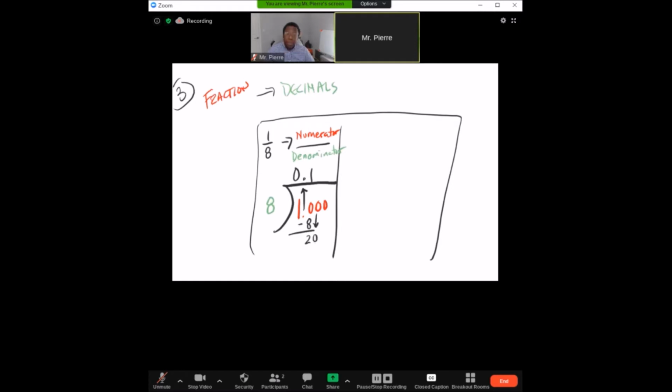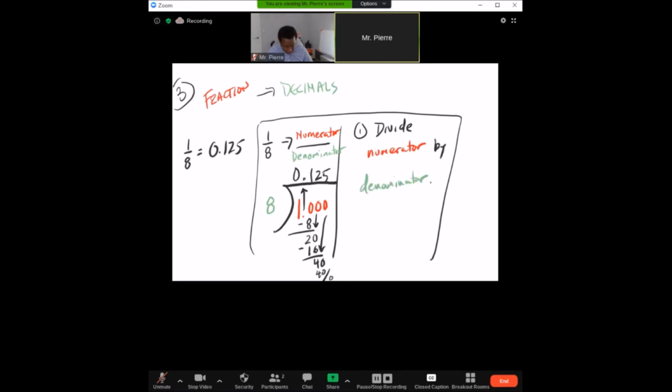Bring down a 0. How many groups of 8 can we subtract from 20? That'd be 2 groups of 8, because 2 times 8 is equal to 16. Subtract, remainder 4. Bring down a 0. How many groups of 8 can we subtract from 40? 5. Leaving us with nothing, so our final answer is that 1/8 is equal to 0.125. And what were the steps again? We divided the numerator by the denominator.